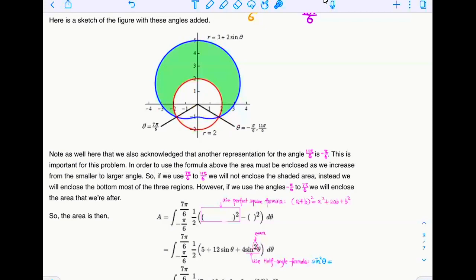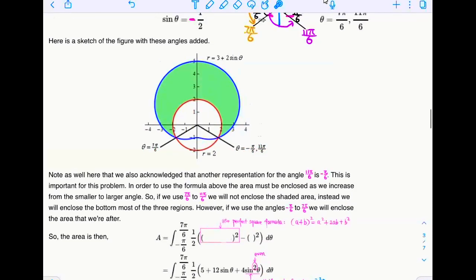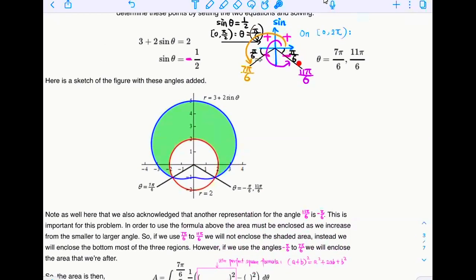So you need to think about an angle that is smaller than this, and equivalent to 11 pi over 6. So you're going to subtract 2 pi from this. So that will be negative pi over 6. Another way to think about this angle here is that it's actually negative pi over 6. So we're going to take this one and this one, negative pi over 6 to this.